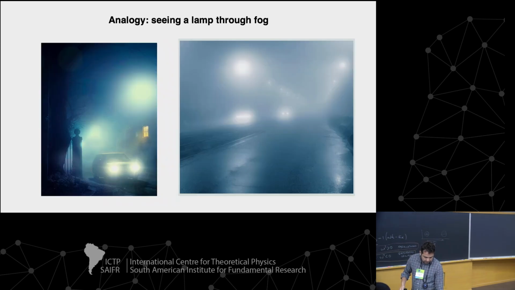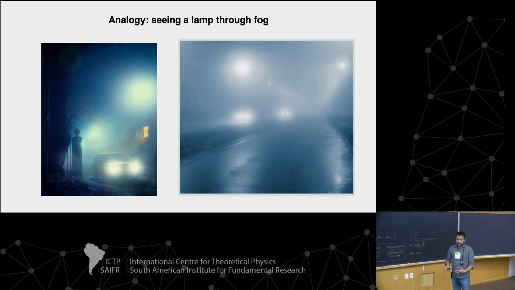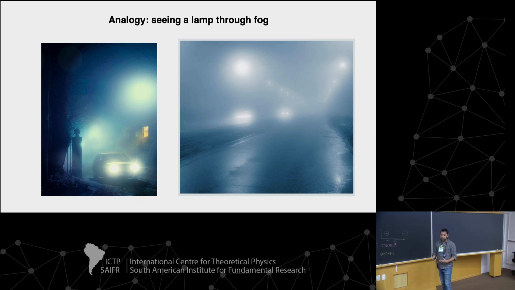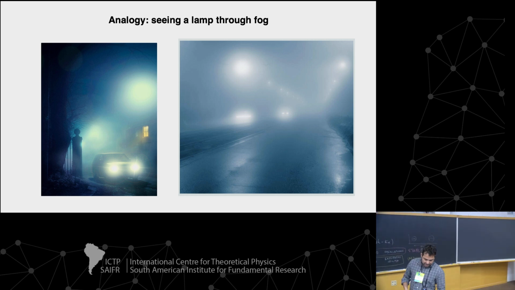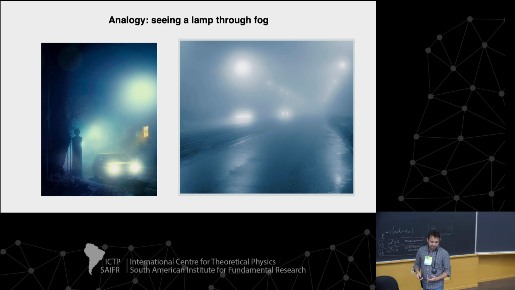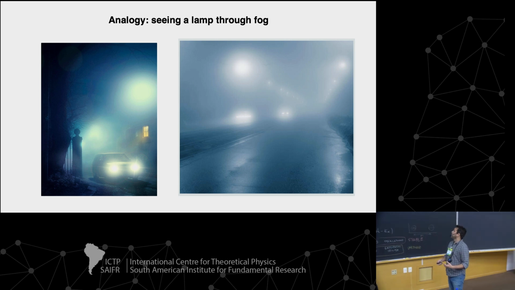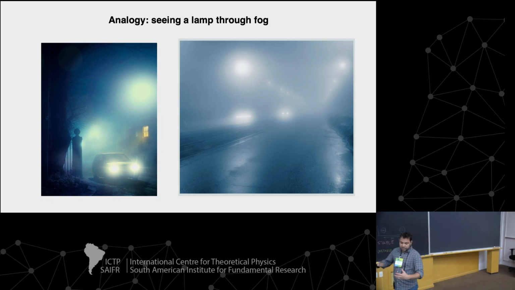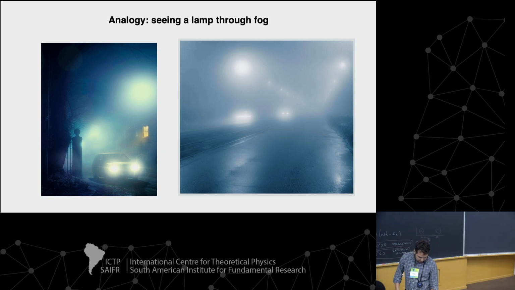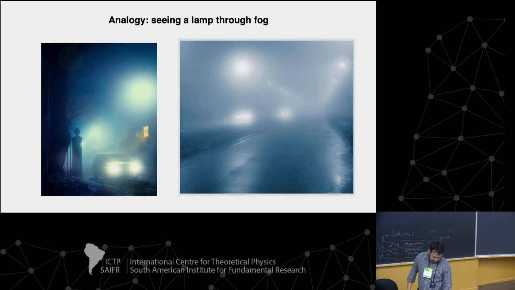So our interpretation for this is that what we're seeing here is a planet that is seen in thermal light, but through nebulosity. So an apt analogy in this case is like if you're seeing a lamp through fog, right? As you see a lamp through fog, it's going to look bigger and more diffuse than if you saw a lamp without fog.